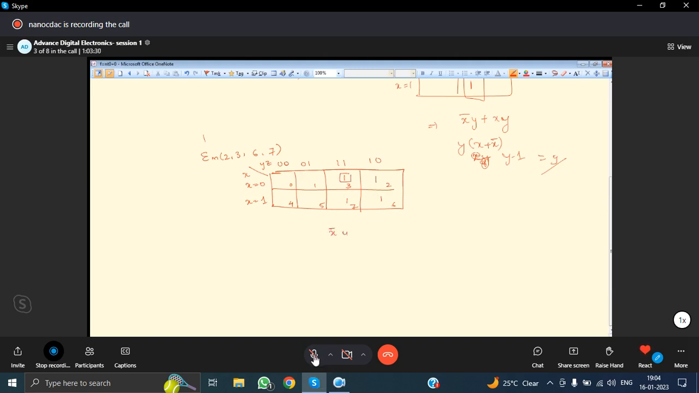x bar y z, right? Yes ma'am. Plus for this corresponding, x bar y z bar, plus for this x y z, for this x y z bar. So we'll try to minimize this. Shall we minimize? Okay, how can we write it? Shall I take x bar common?